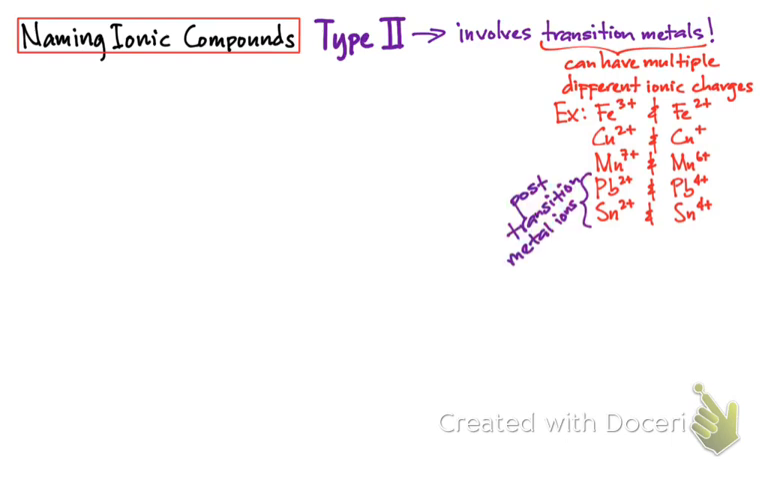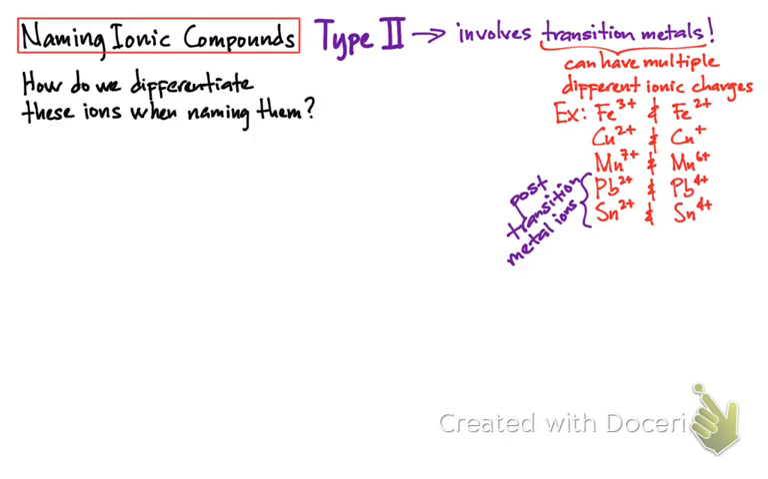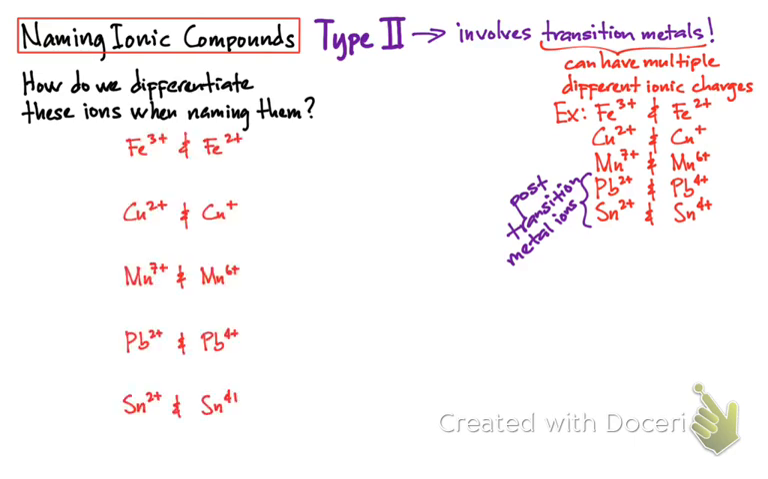So the last two here, lead 2 plus and lead 4 plus, Sn2 plus and Sn4 plus, these are called post-transition metal ions. They're not technically transition metals because they're not in the middle, but they are considered post-transition metals. So how do we differentiate these ions whenever we're naming them? For example, iron 3 plus and iron 2 plus, how would we name these cations?